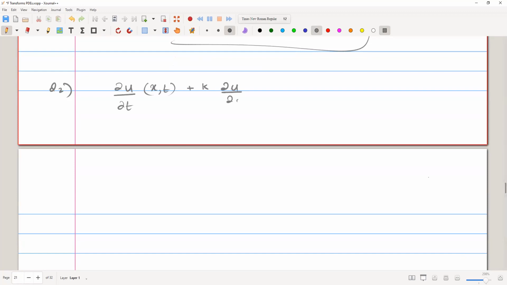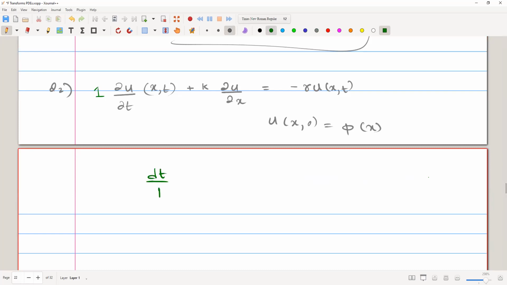We have 5 in the previous problem, and here we have k, and here we have r u of x comma t. So now the right hand side is not 0, but we have some function on the right hand side, so it's a non-homogeneous first order PDE, and the initial condition is given, some function of x. All right, in a similar manner, this is 1, so we can write dt over 1 equals dx over k equals du over negative ru.